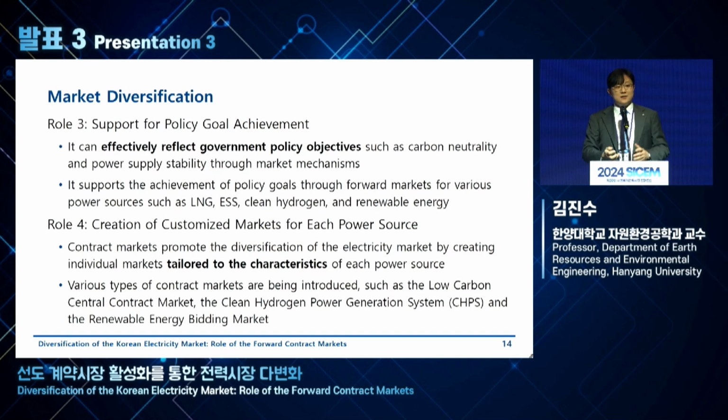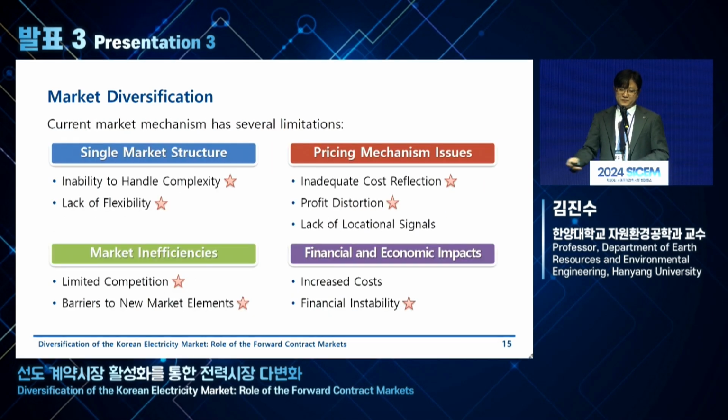What kind of policy goal and how we can accomplish the policy goal. For non-single market, we have to establish a contract market. And the fourth is the creation of customized markets for each power source. This is also called creating individual markets tailored to the characteristics of each power source.